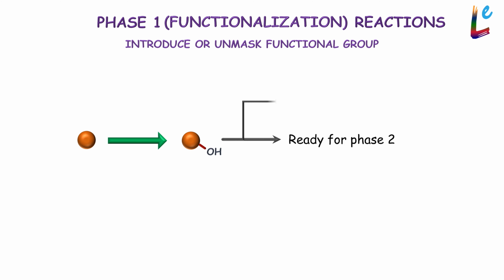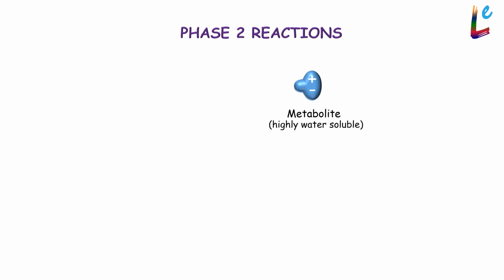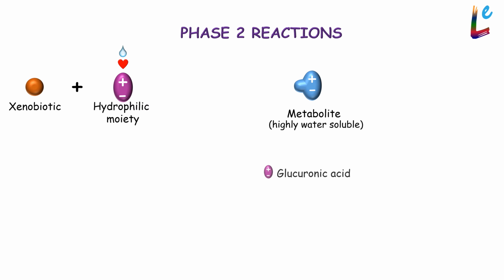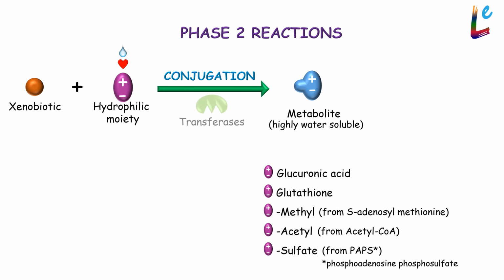Phase 1 generally inactivates the xenobiotic. The water solubility, though, is only slightly increased. It is phase 2 that results in a metabolite that is highly water soluble. For this, a water-loving or hydrophilic moiety like glucuronic acid, glutathione, or functional groups like methyl, acetyl, or sulfate is conjugated to or transferred onto the xenobiotic. The enzymes that mediate this transfer are called transferases.